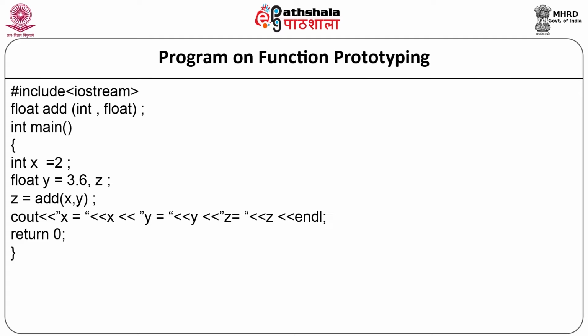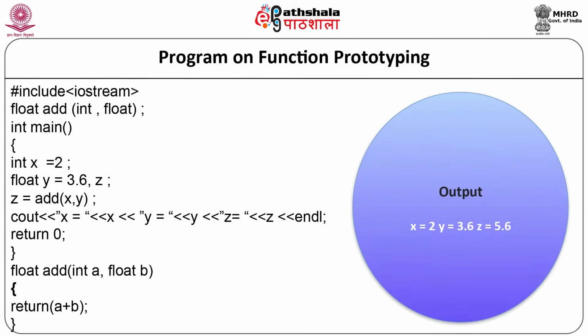Now let us declare the function add. Here we are starting with the definition of the function, float add(int a, float b), and we are returning a plus b. Now the function ends. When the above code is compiled and executed, it produces the following result: x is equal to 2, y is equal to 3.6 and z is equal to 5.6.